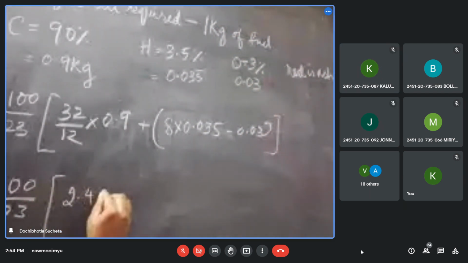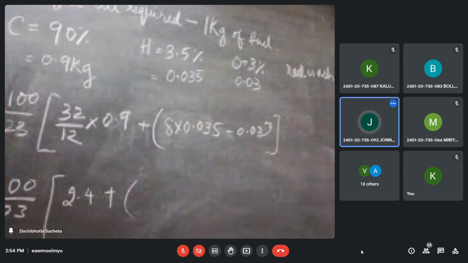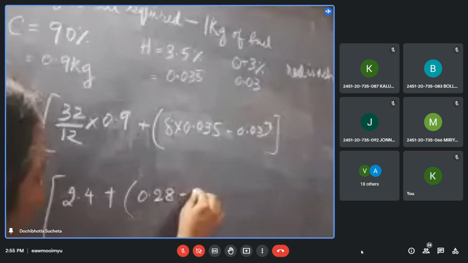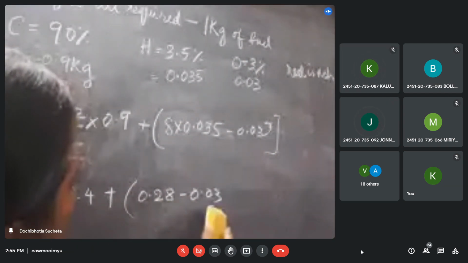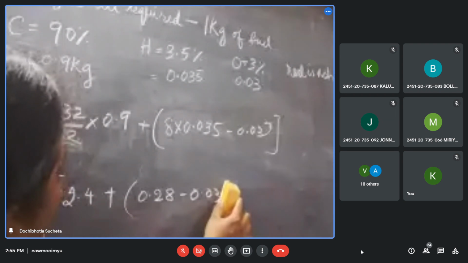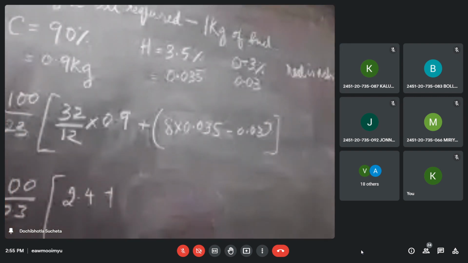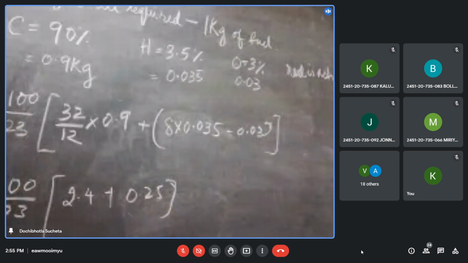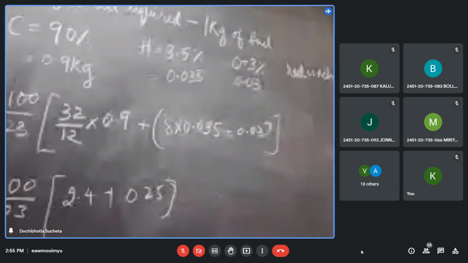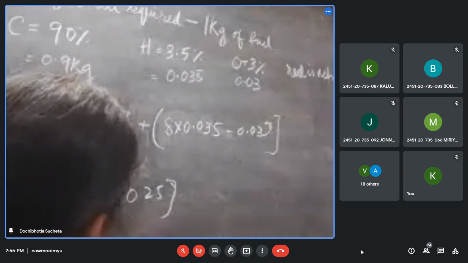2.4 plus 8 into 0.035, that is 0.28, minus 0.03. That will be equal to how much? 0.25. Okay, that will be equal to 100 by 23 into 2.65, equal to 11.5 kgs of air is required.